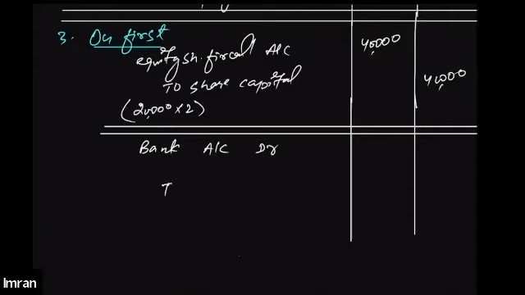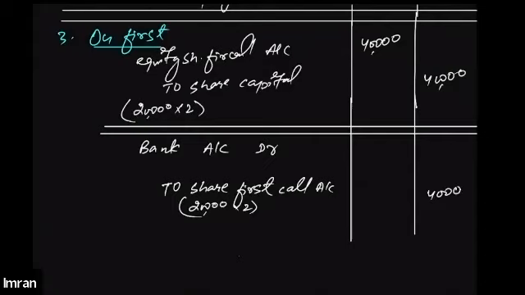Bank account debit to, first of all, bank account debit to share first call. This is the journal entry, na? First call account. First of all, let me write this: 20,000 into 2, 40,000 will be credited to share first call account, 40,000.